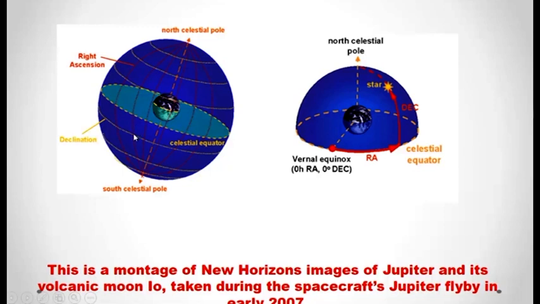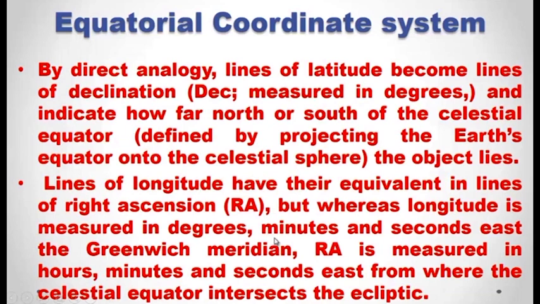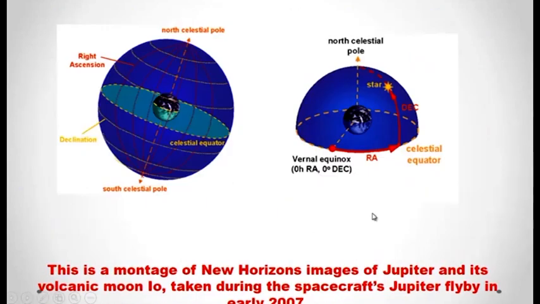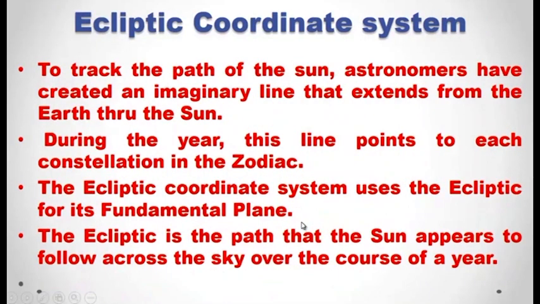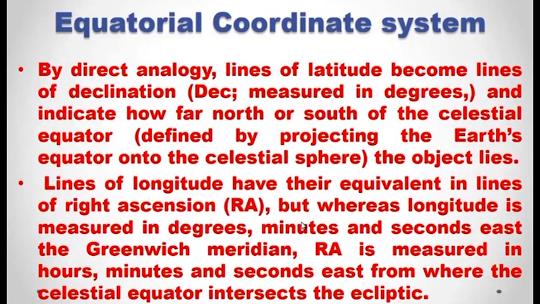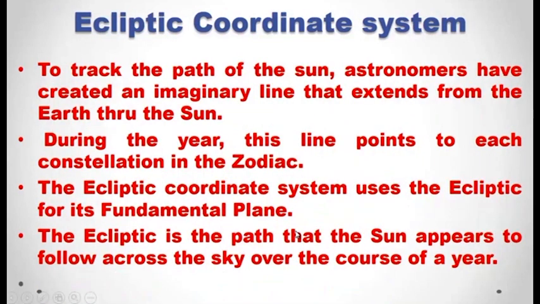This meridian is used to measure the right ascension of an object. Here right ascension is measured in hours, minutes and seconds east from where the celestial equator intersects the ecliptic. So, this is the east. From east, how far the celestial object is, this is what right ascension measures. So, in the equatorial coordinate system we need declination and right ascension to locate the position of an object.